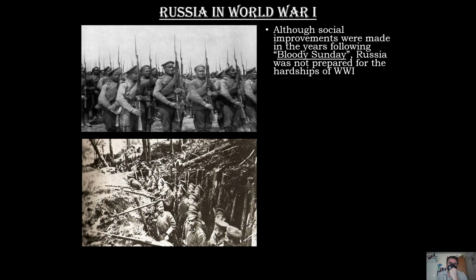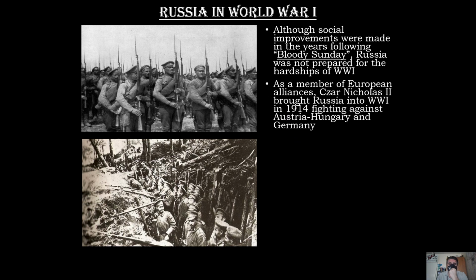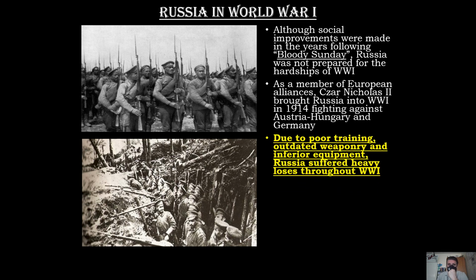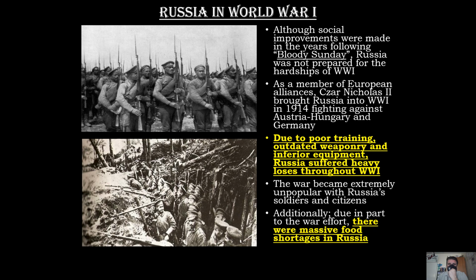Although social improvements were made in the years following Bloody Sunday, Russia was not prepared for the hardships of World War I. As a member of European alliances, Tsar Nicholas II brought Russia into World War I in 1914, fighting against Austria-Hungary and Germany. Due to poor training, outdated weaponry, and inferior equipment, Russia suffered heavy losses throughout World War I. The war became extremely unpopular with Russia's soldiers and its citizens. Additionally, due in part to the war effort, there were massive food shortages in Russia.